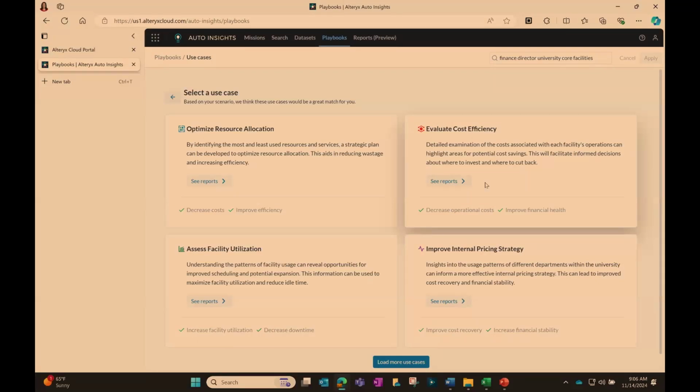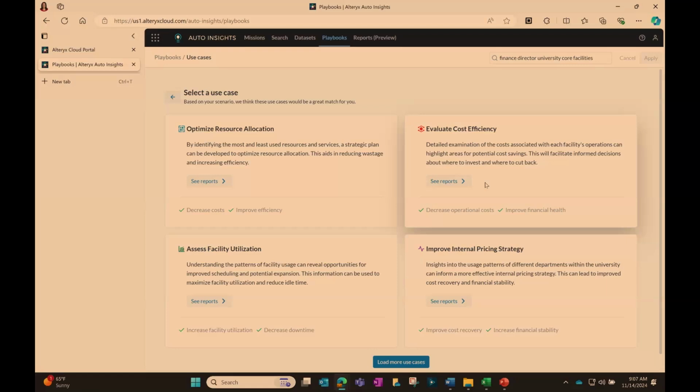So what it came back with, what's your name, if you don't mind? Rebecca, it came back with some use cases for you. And in fact, I can even load more. In your role, it thinks that you might need to optimize resource allocation, or evaluate cost efficiency, or assess your facility utilization. Oh, I just did one of these for an Australia government organization. They have scanning badges, and they're trying to figure out, people have a home facility that they're assigned to, but people aren't using it. They're using what's close to their home. So they're trying to optimize their building space. Anyway, I digress. Improved internal pricing strategy.